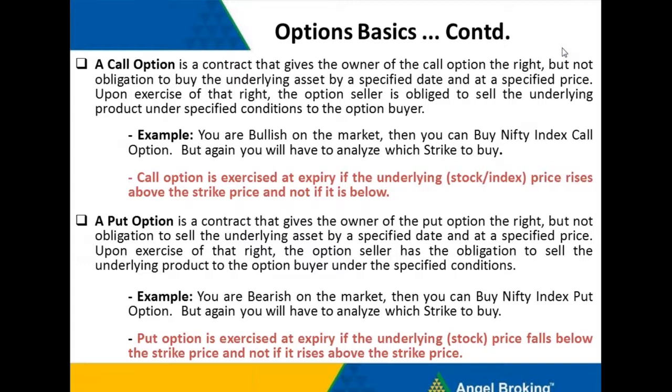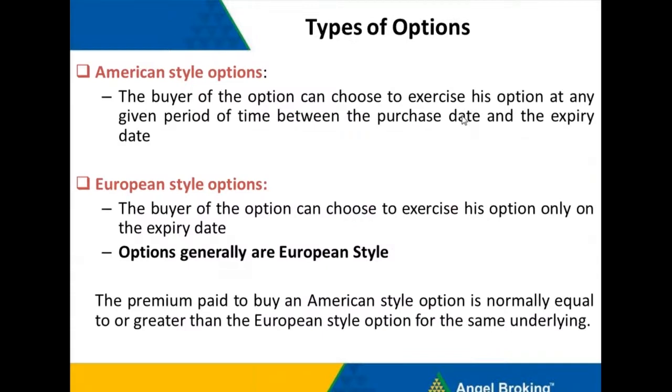There are generally two types of options. You have the American style option and the European style option. In an American style option, the buyer of the option can choose to exercise his option at any given time between the purchase date and the expiry date. So the person who is buying an option can choose his exercise date on any day between his purchase date and his expiration date.